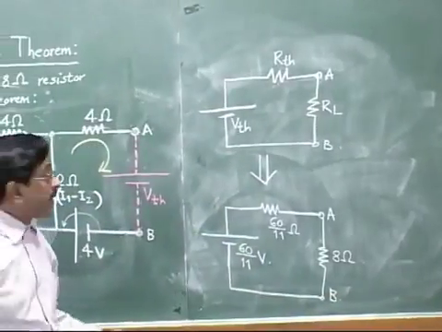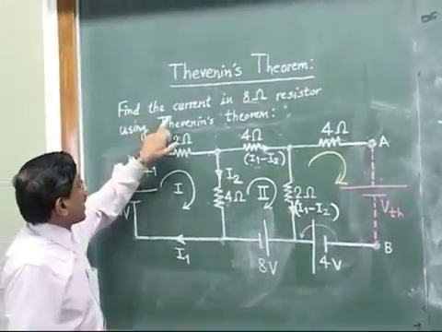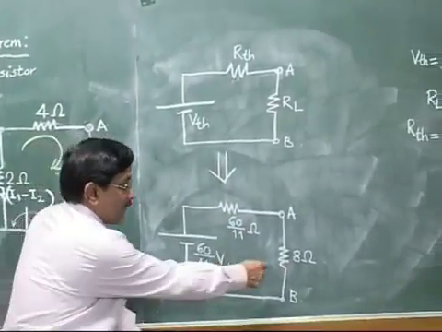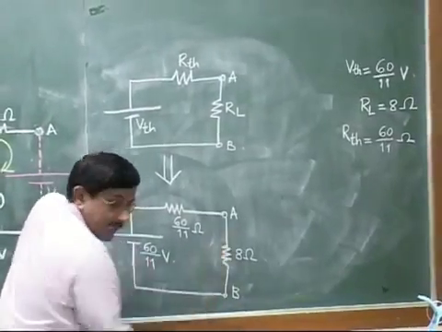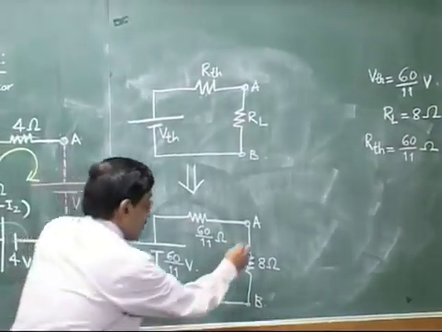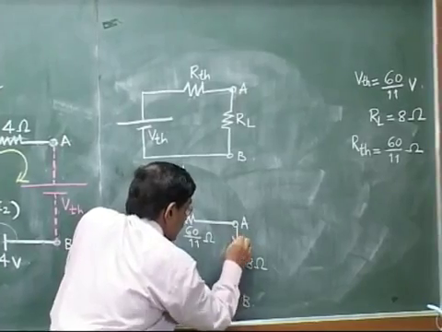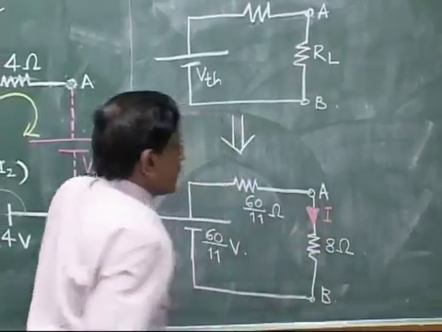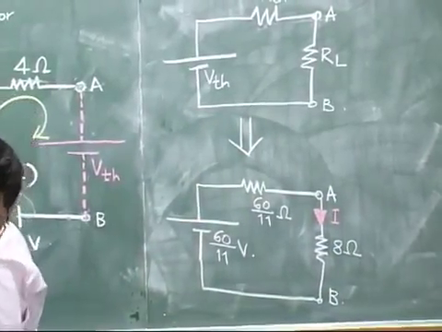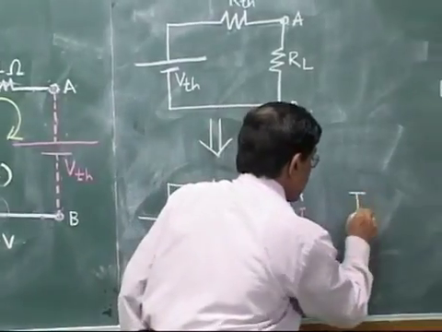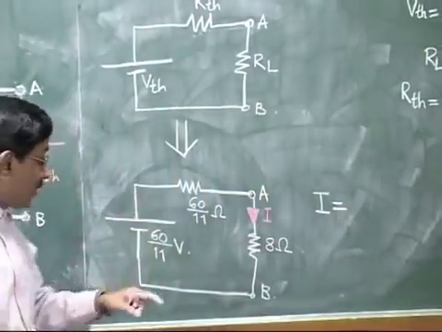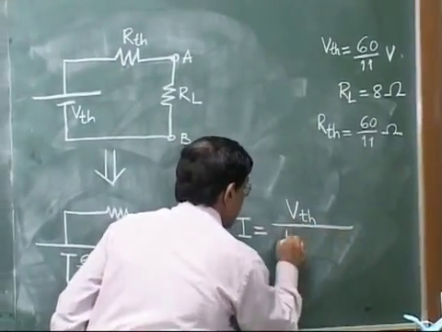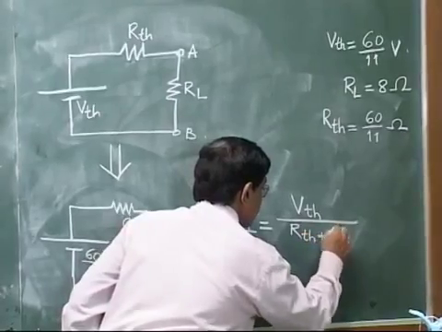And now the solution is very simple. What was our problem? Our problem is to find the current in the 8 ohm resistor. So this is the final circuit that we are getting. This is our 8 ohm resistance or load resistance. I assume that this current is some current I. And what is the answer for I now? The answer will be like this. I must be equal to, see what is the total voltage? 60 by 11. So I must be equal to VTH divided by RTH plus RL.